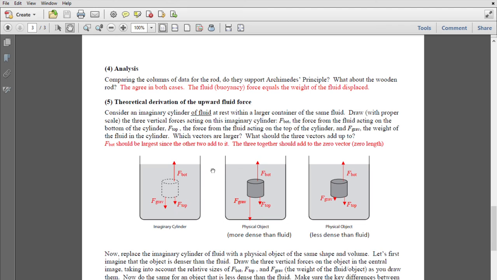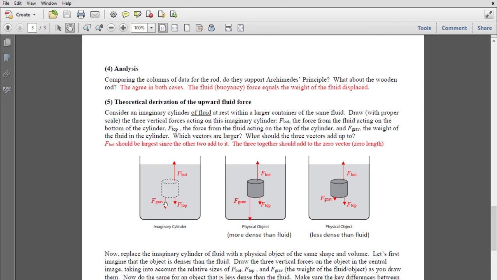So there's pressure, and that pressure is pushing up on the bottom. That's why F bottom, the pressure on the bottom, is pushing up. That's why it's shown going up here. The pressure on the top is pushing down. That's why it's showing going down. And of course, the weight force is going down.